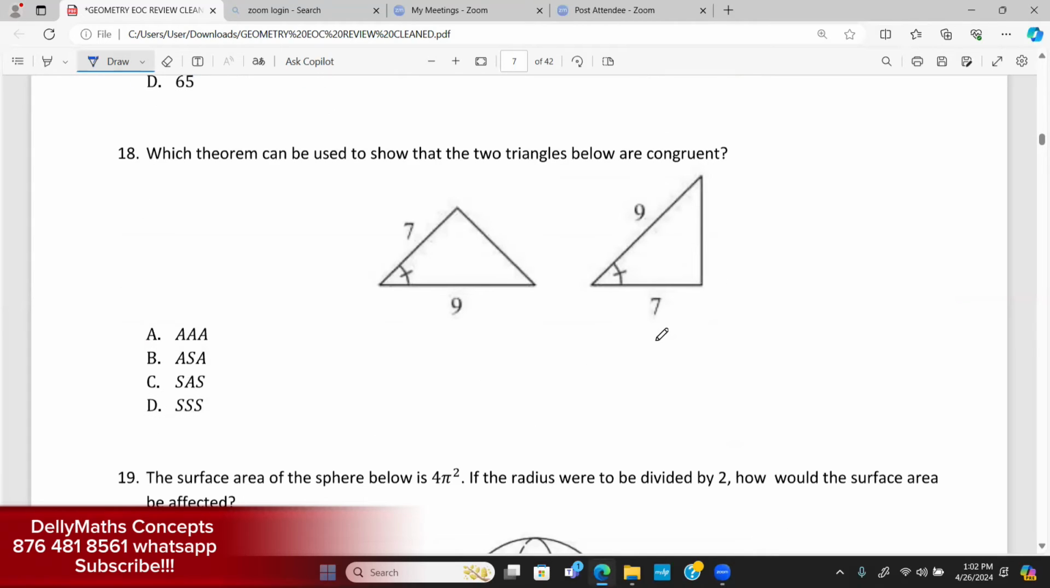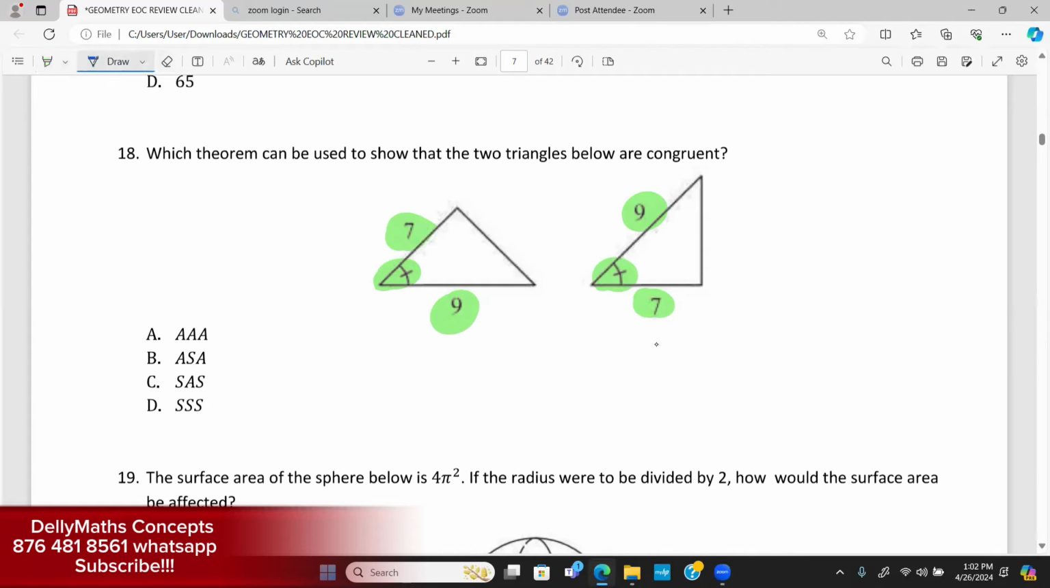Number 18, which theorem can be used to show that the triangles below are congruent? All right. Now, as you could see, you want to make sure that you remember these ideas, right? So look what we have. They say congruent. So we have 9, and then we have an angle, and then we have the angle, then we have 7, and then we have 7.